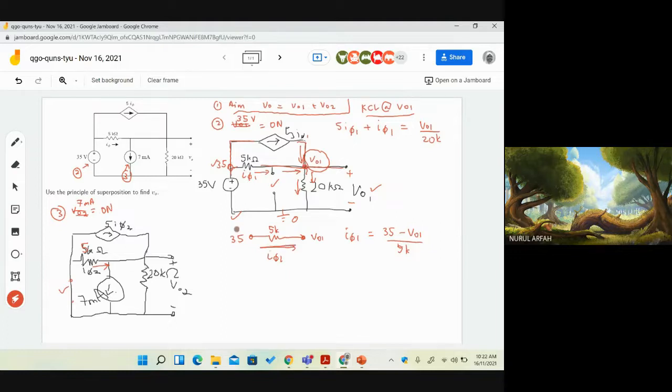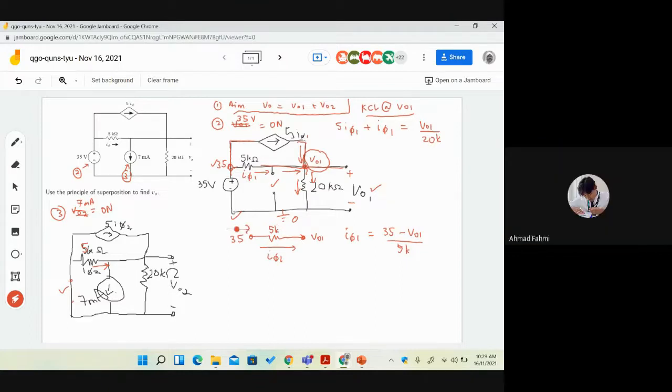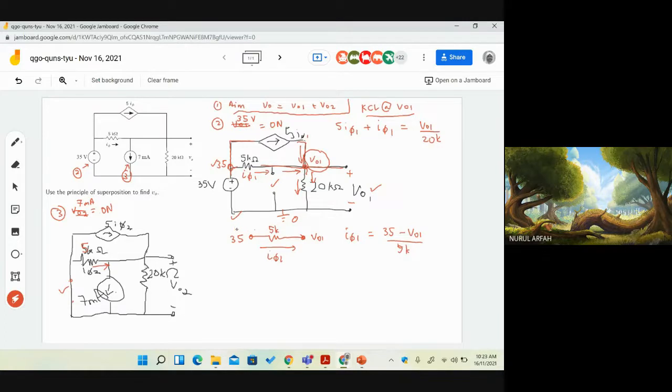The current direction here, and it follows the passive sign convention. What does the passive sign convention say? Current entering a passive element should have what polarity, positive or negative? Positive. Yeah, good. Okay, this is positive, this is minus. And then we should have the higher polarity minus the lower polarity. That's why we have 35 minus V node 1. But since this is a current, you need to have voltage divided by resistor. That's why you divide by 5k.